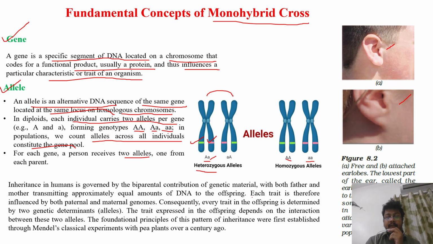Therefore each trait is influenced by both paternal and maternal genomes, because both contribute alleles which give rise to the genotype, and after this genotype is formed, it gives rise to the traits, which is also known as the phenotype. These traits expressed in offspring depend upon the interaction between these two alleles. The foundational principle of this pattern of inheritance was first established through Mendel's classical experiments with pea plants over a century ago.